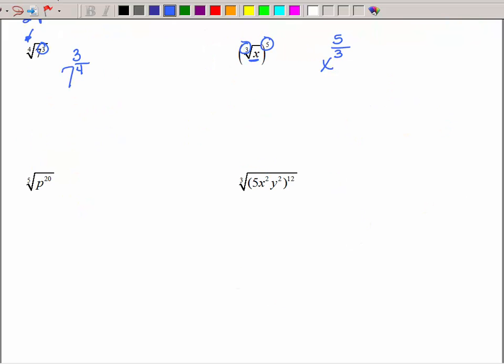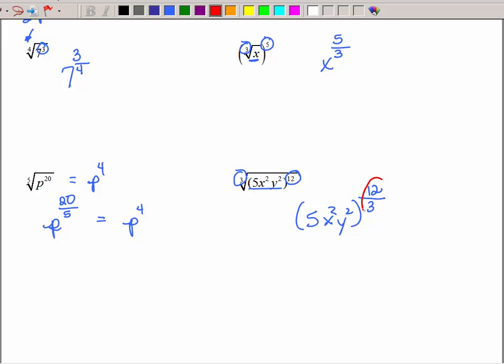Let's look at these last two problems. Again, we're converting the radicals to exponents and then simplifying. So let's take the base, which is p, the root is 5, the power is 20. Can you simplify that? Well, of course you can, because you know 20 divided by 5 is 4. So the fifth root of p to the 20th power is p to the 4th power. Let's look at this next one. So let's take that base, 5x squared, y squared, keep those parentheses, draw the fraction. That's our root that goes on the bottom. This is our power that goes on the top.